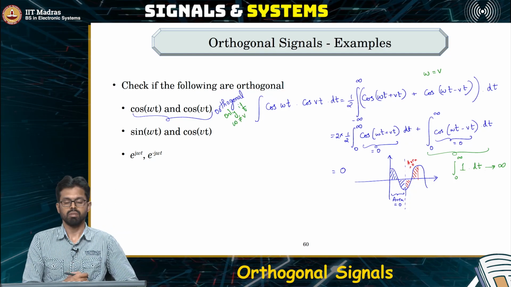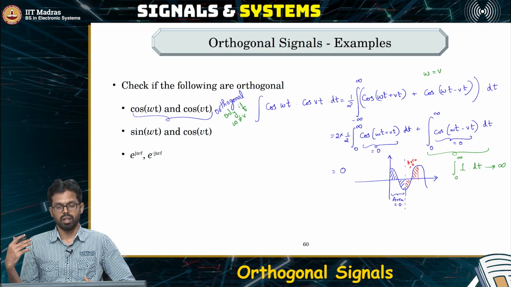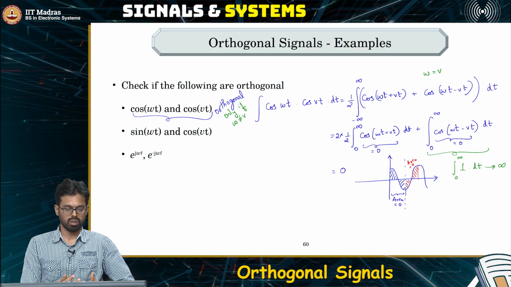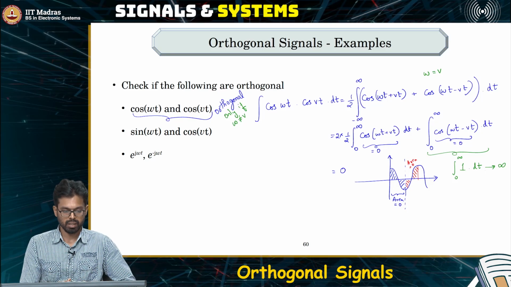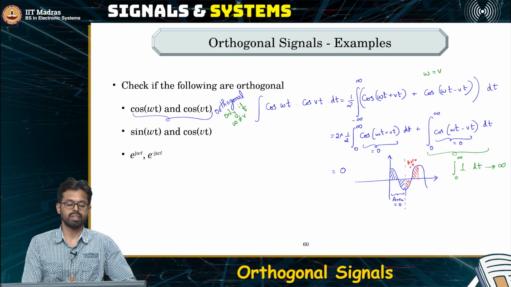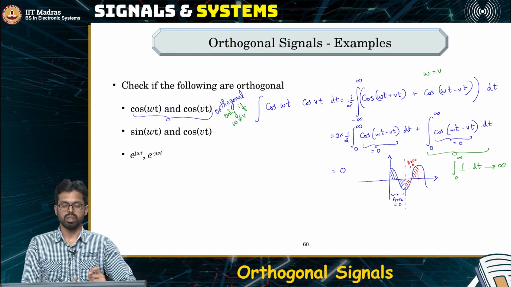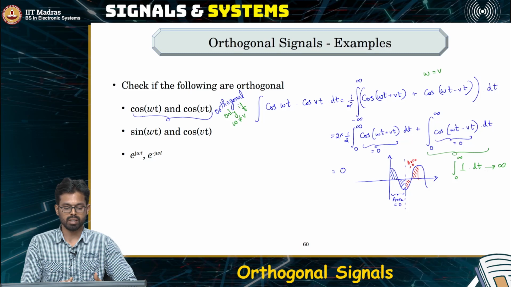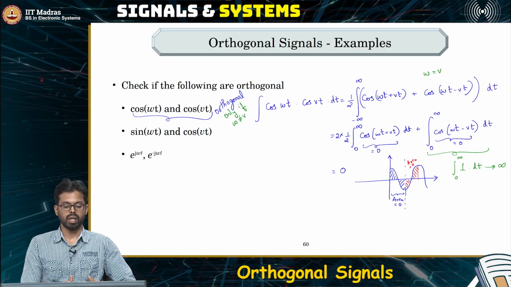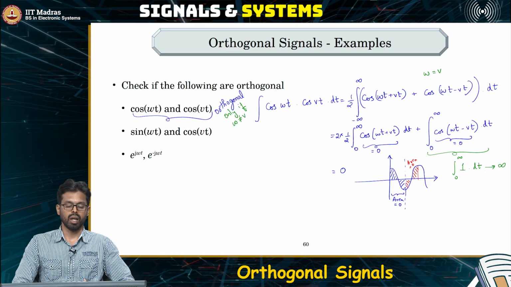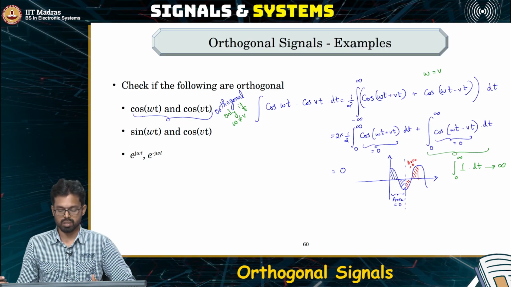So an important thing to note is this is orthogonal only if omega is not equal to v. If omega is equal to v, then we say that they are not orthogonal, because if omega is equal to v, it's the same signal, right? So a vector cannot be orthogonal to itself. That's exactly what we are saying. So cos omega t is one signal. It cannot be orthogonal to itself when v is equal to omega. So it can be orthogonal to any other sinusoid. So given any sinusoid, it is orthogonal to all other sinusoids.